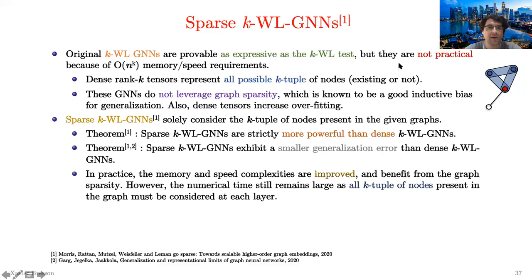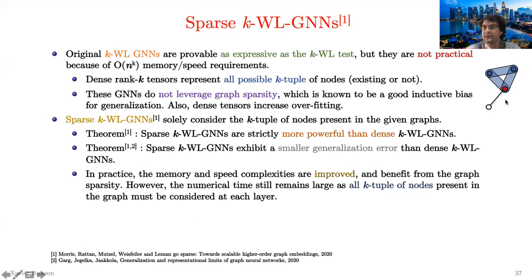If you look at the original equivariant K GNN, the original network used all possible K-tuples of nodes. In the graph, you may have some K-tuples of nodes that exist, but sometimes you have some K-tuples of nodes that do not exist. But in the original WL GNN, we use all K-tuples of nodes, even the ones that do not exist. So the idea of sparse K WL GNN by Morris and his co-author is to look at only the existing K-tuples of nodes.